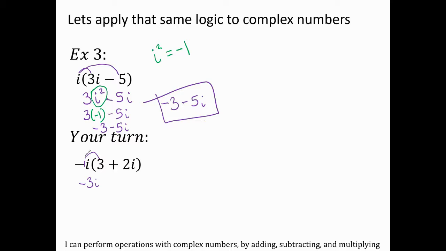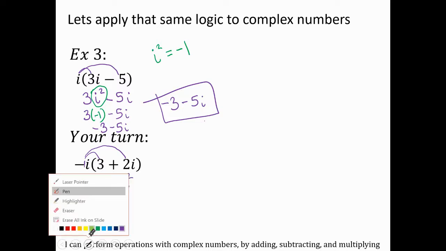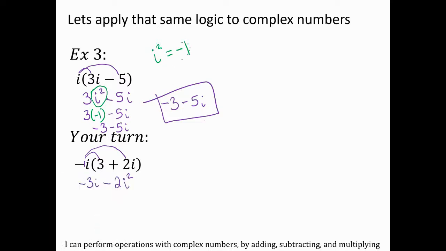And then we're going to take that negative 1i times 2i. So negative 1i times 2i is going to be a negative 2i squared because we have an i here and an i here. So remember, this is so important. Anytime you have an i squared, this whole thing becomes a negative 1. And so when we have negative 3i minus 2 times negative 1, negative 2 times a negative 1 is going to be actually a positive 2.